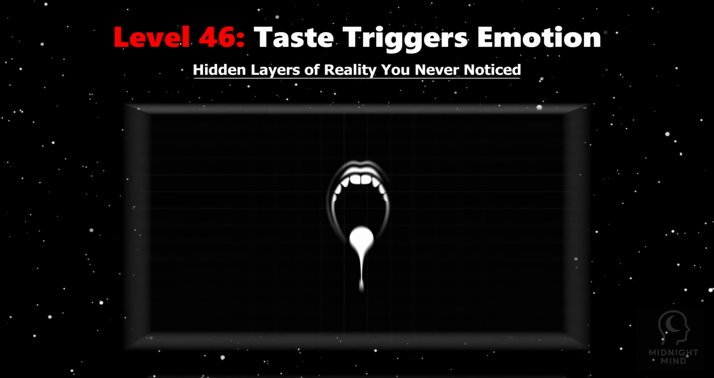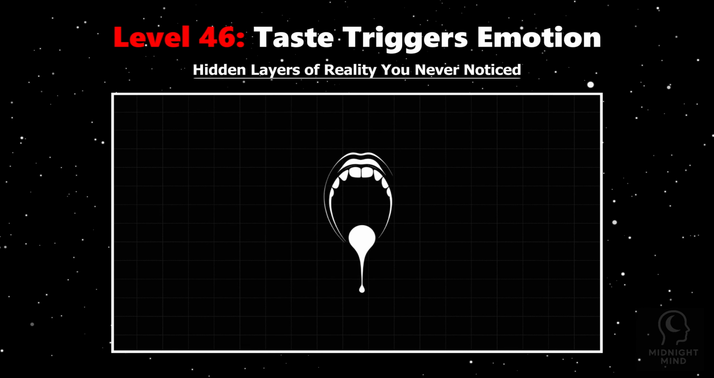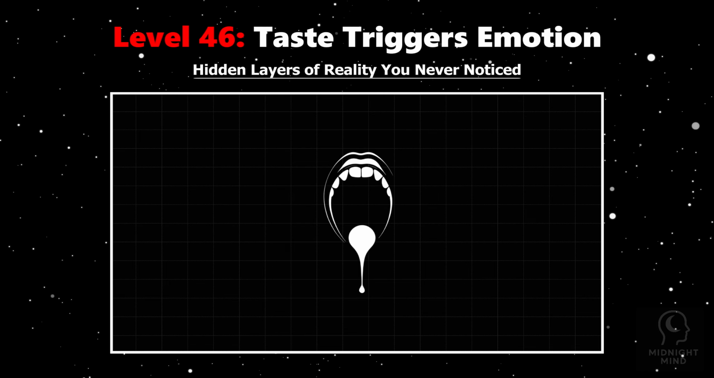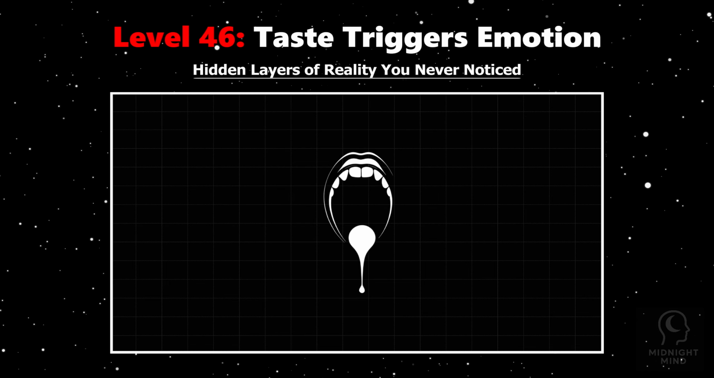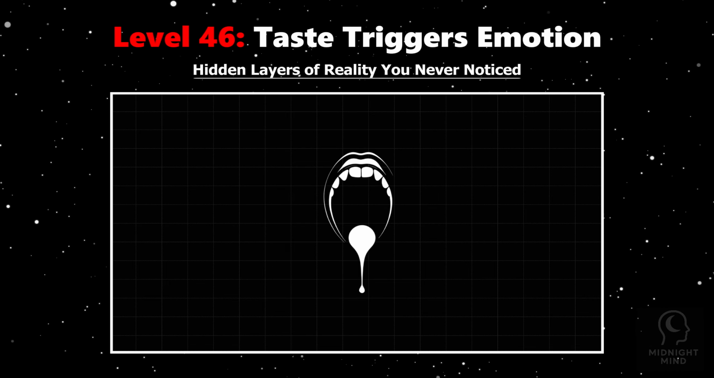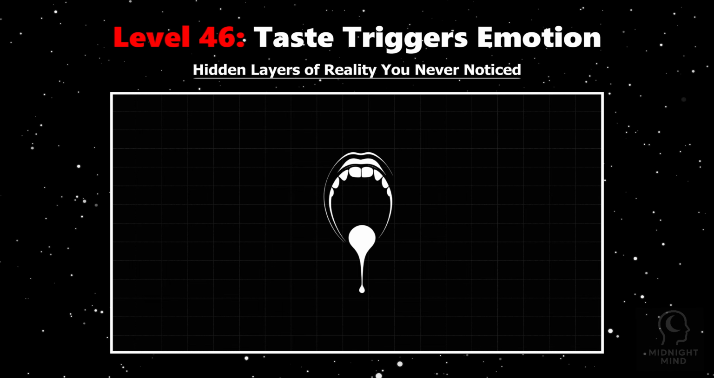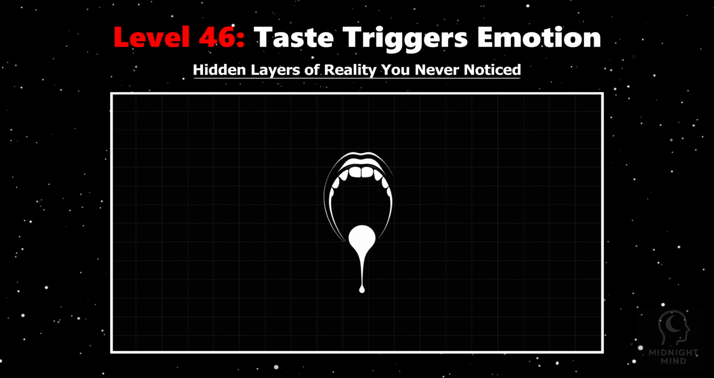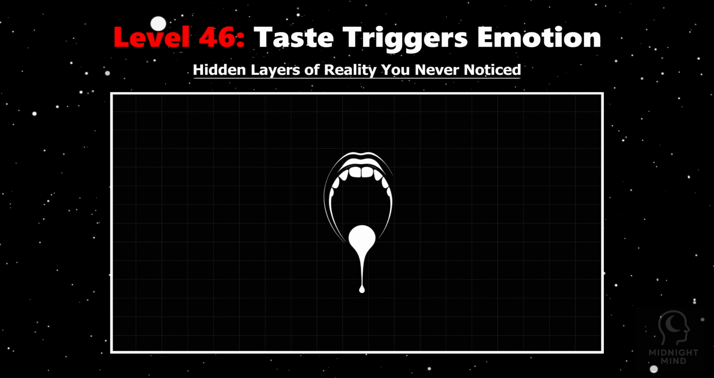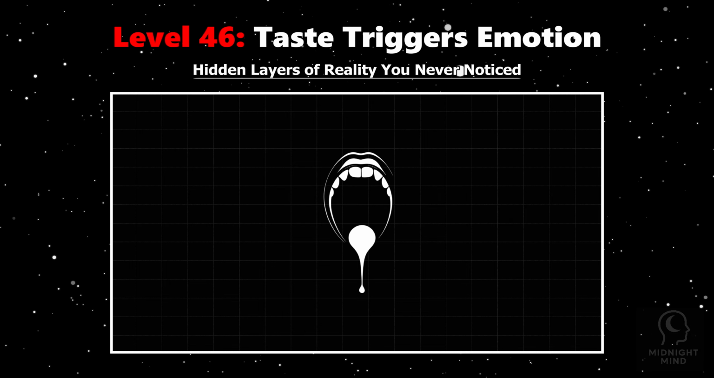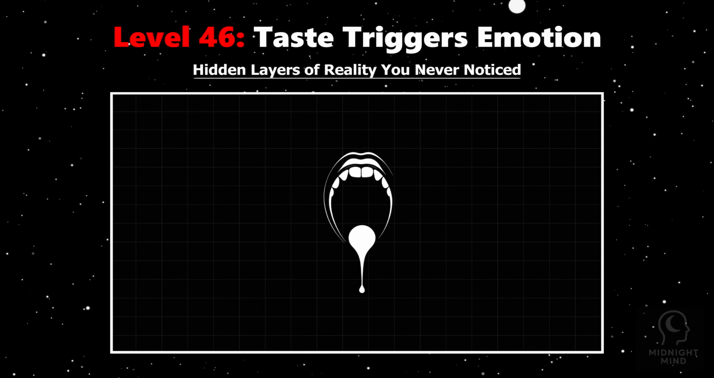Imagine taking a bite of your favorite dish and instantly being flooded with memories. Perhaps a childhood kitchen, a family gathering, or a distant place you once visited. Taste isn't just about detecting molecules on your tongue. It's an emotional experience wired deep into your brain's memory centers. Flavor is a bridge between the physical and the emotional, where chemistry meets nostalgia.